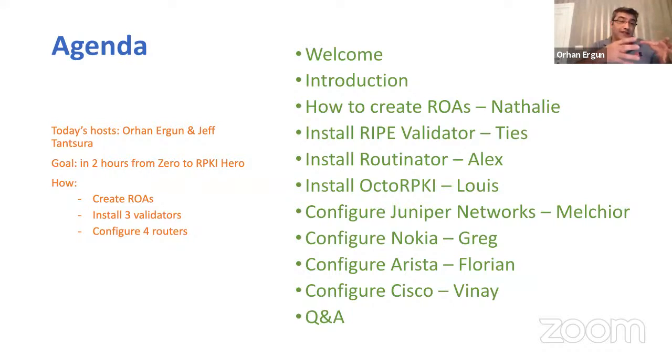After that, when the validators are set up, we will start showing you how easy it is to configure routers, creating sessions with the validators, and then showing the validation steps. So here, Melchior will start from Juniper, Greg from Nokia, Florian will show us Arista devices, and Vinay, also Jacob with us, will show us Cisco devices.